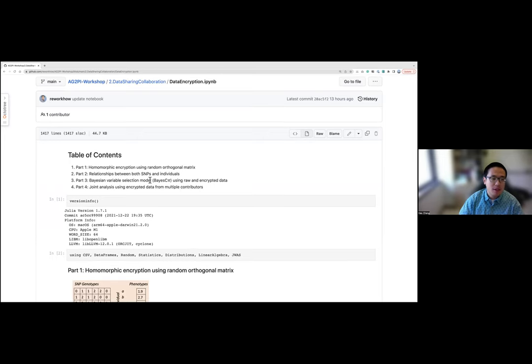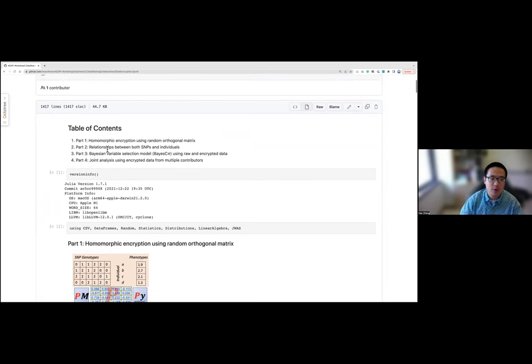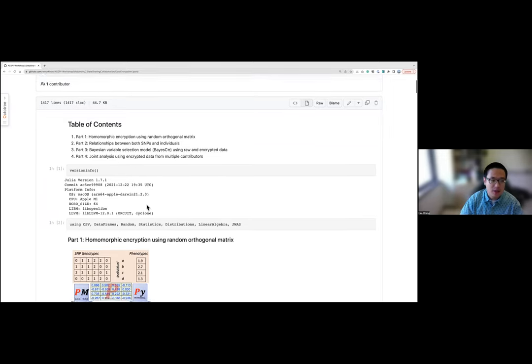In this notebook, part one talks about the basic idea of homomorphic encryption, and part two checks the relationship between SNPs and, let's say, individuals. In part three, we run a Bayesian variable selection method using the raw data and the encrypted data to show you that we are getting identical estimated marker effects. And part four is about the joint analysis. Okay, I'll just walk you through quickly.